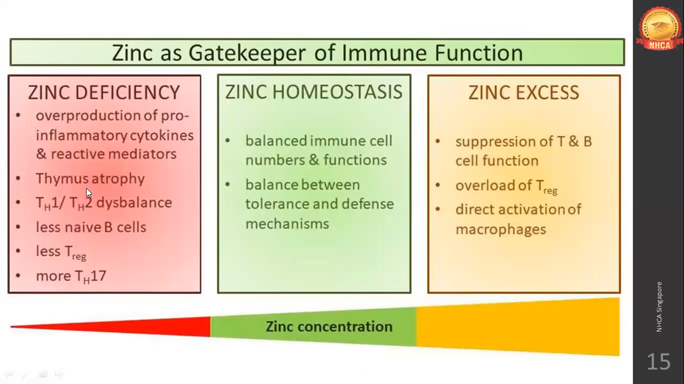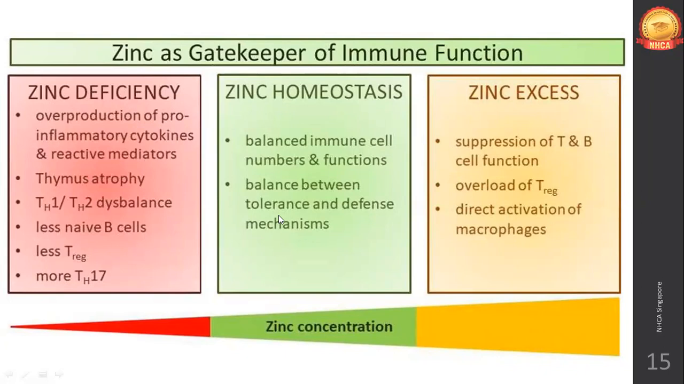Thymus atrophy: the thymus gland, which is supposed to produce your T lymphocytes, will reduce in its size and the number of cells. So it will produce only a very small amount of T lymphocytes. So the thymus gland will atrophy. Atrophy means reduction in the size and shape. And then there is disbalance of the lymphocytes, Th1 helper T cells and Th2 helper T lymphocytes will be disbalanced. Less B lymphocytes and more Th17 leukocytes. These will not help in improving your immunity.